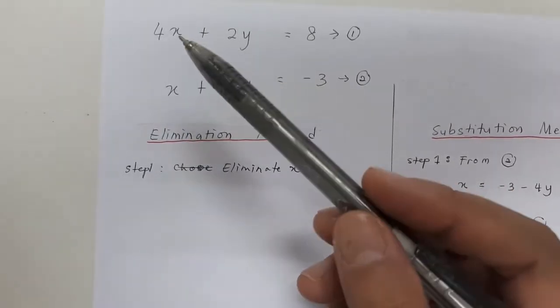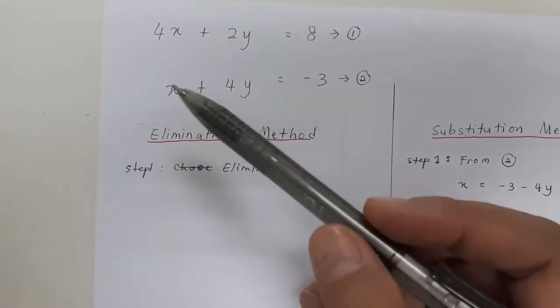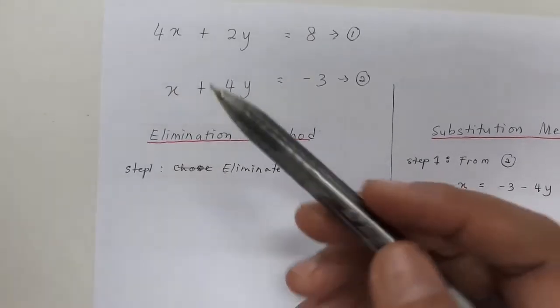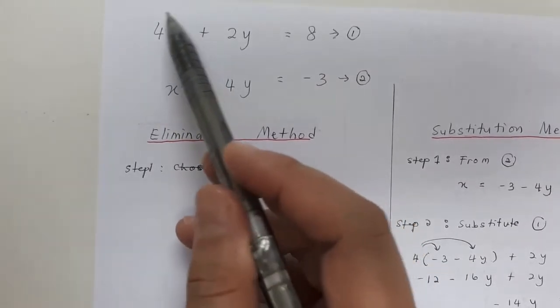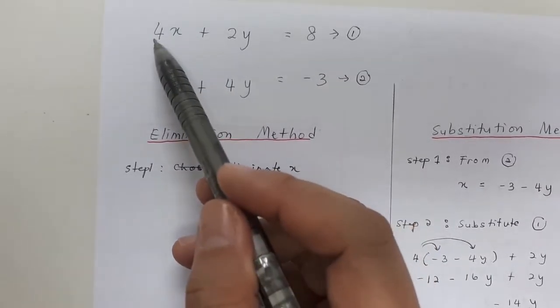Okay, the variable that we choose to eliminate must have the same coefficient. Okay, the first equation, the coefficient for x is 4.